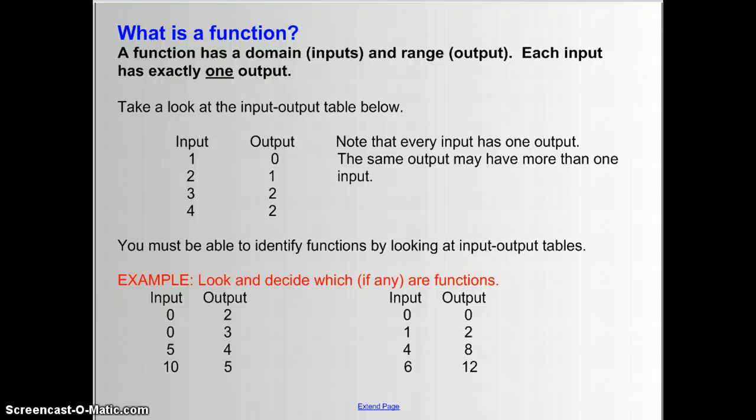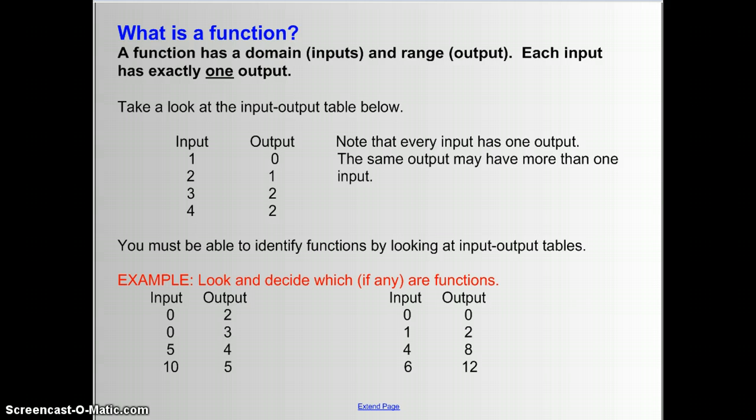What is a function? Well, a function has a domain, which are the inputs to the function, and a range, which are the outputs. Each input has exactly one output. That's actually the definition of a function. You always check to see if each input has exactly one output.